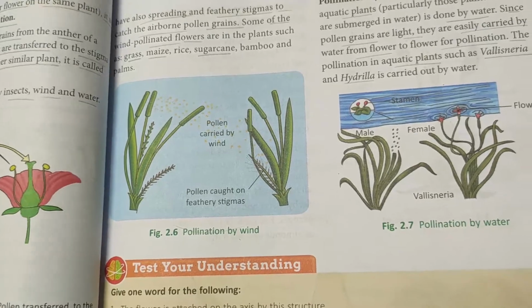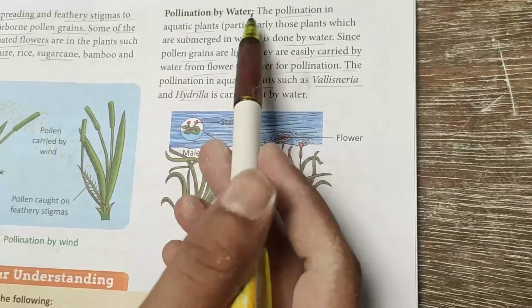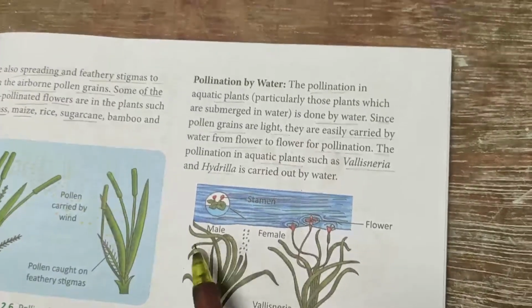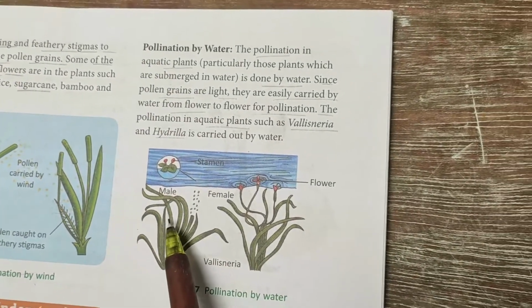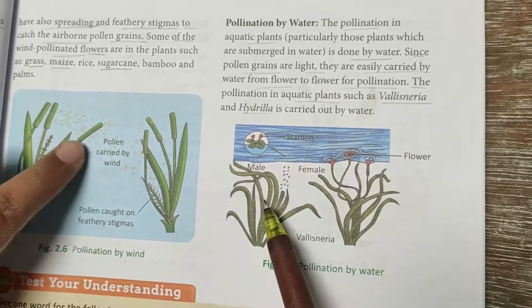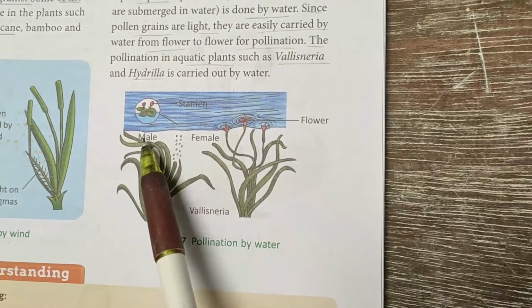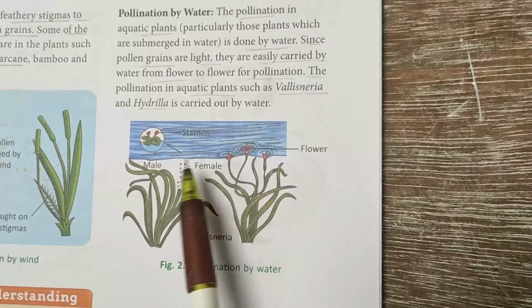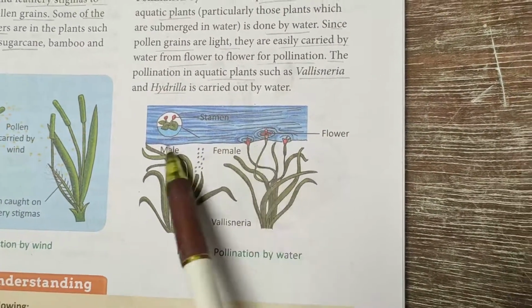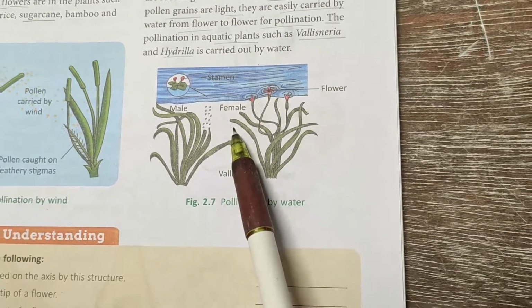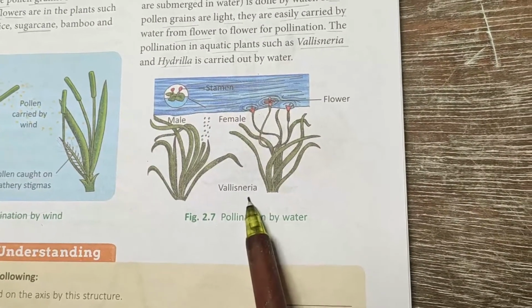Then the third one here is pollination by water. Now see here, the male and the female plants are there. In a similar way that you saw the pollen here get carried away by wind, in the same manner, pollen here will get carried from the male flower to the female flower with the help of water currents. This kind of pollination occurs in plants like Vallisneria and Hydrilla.